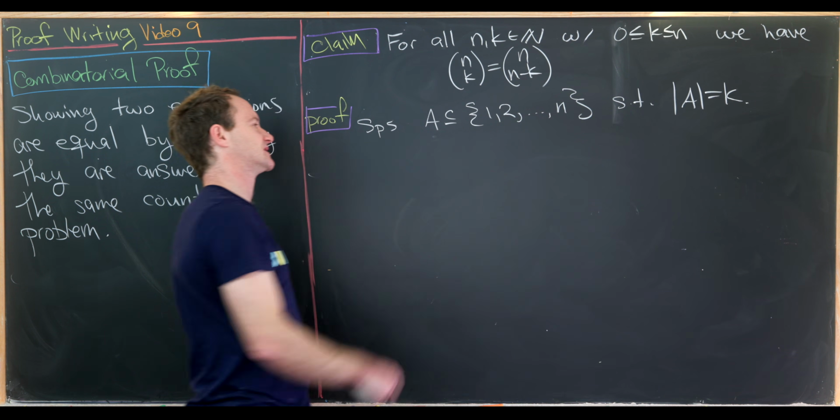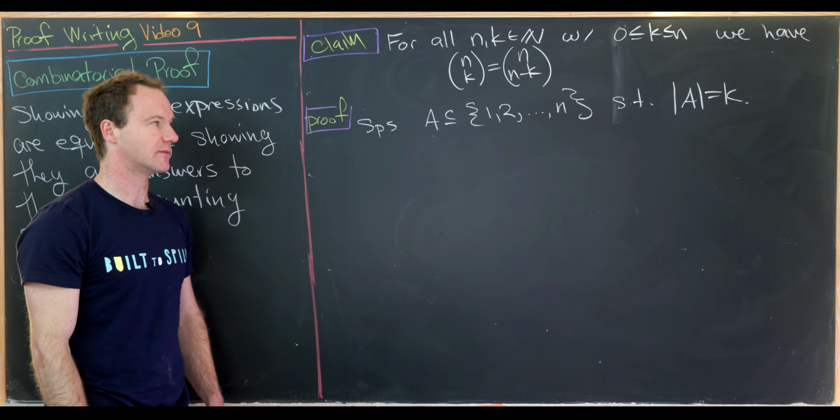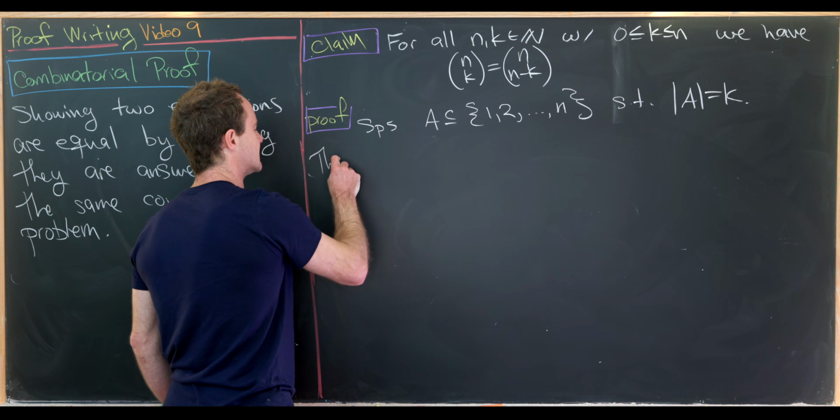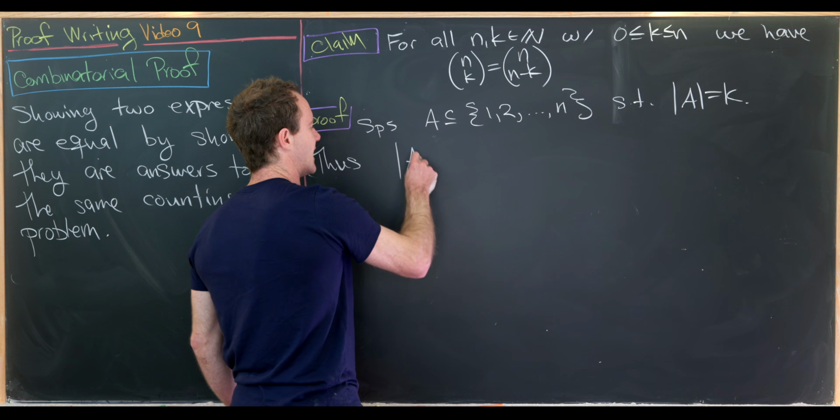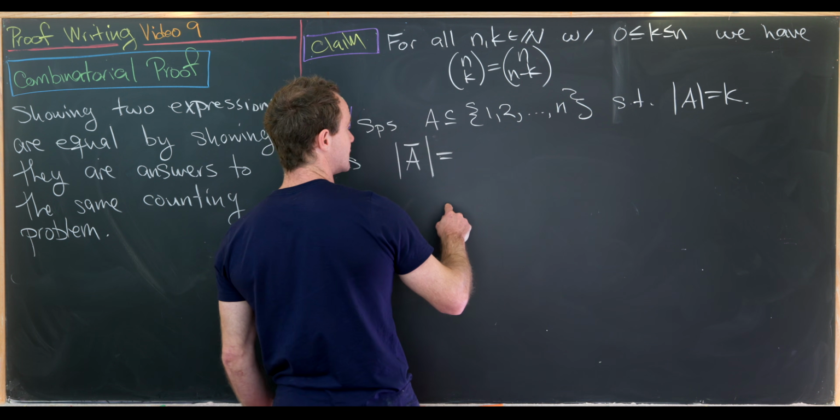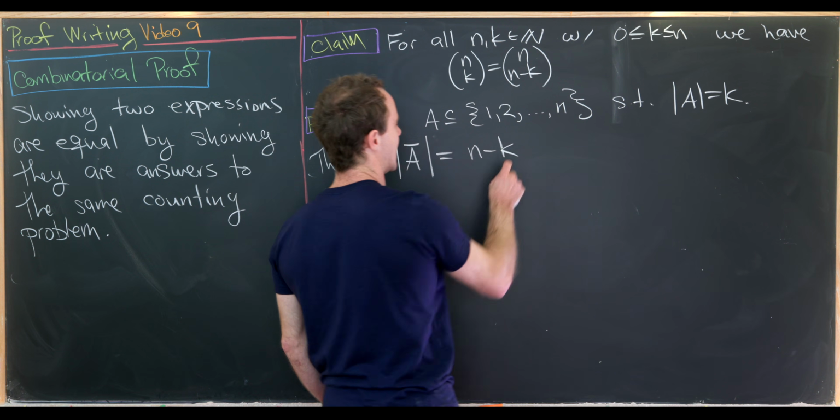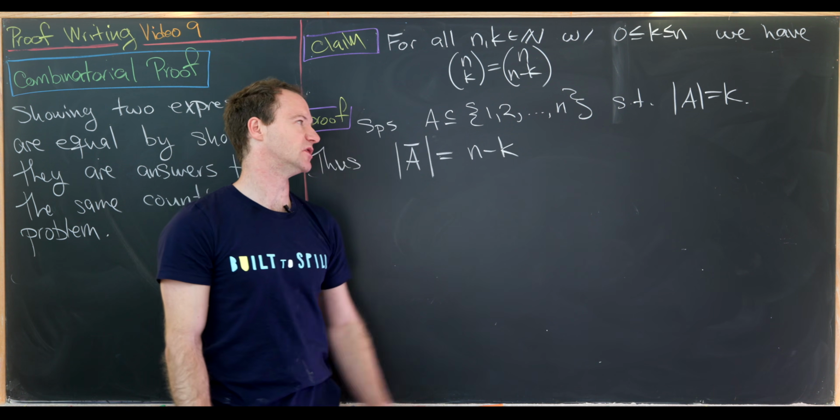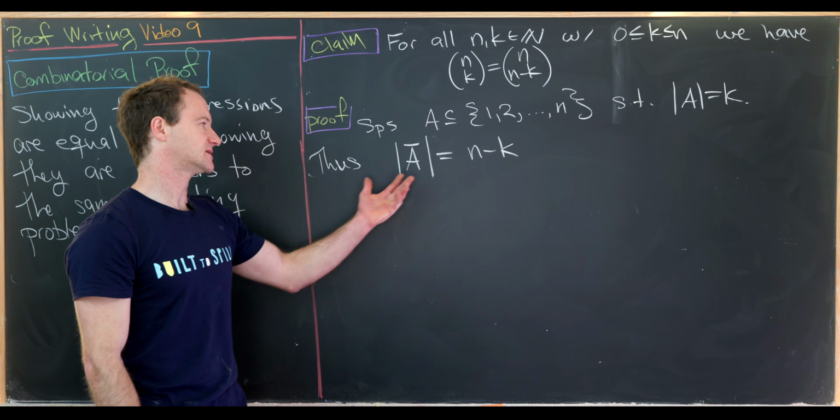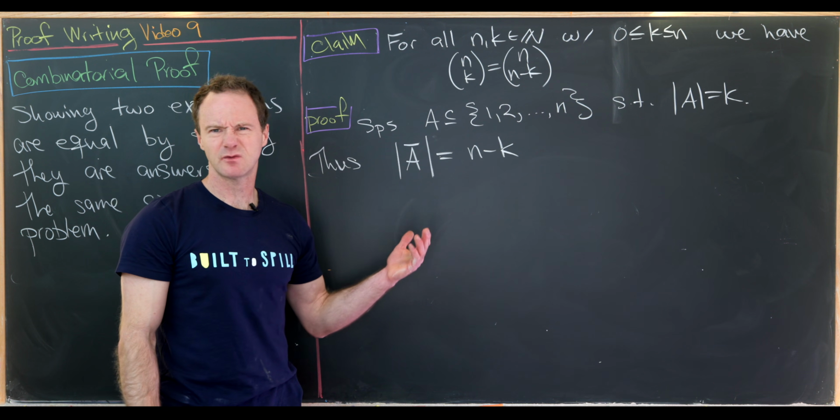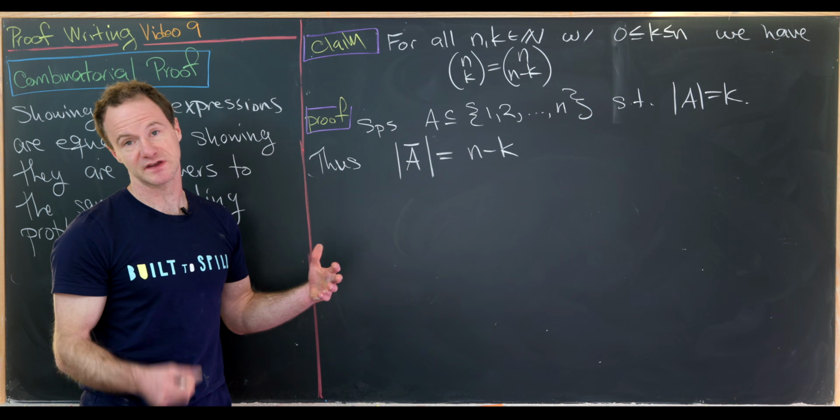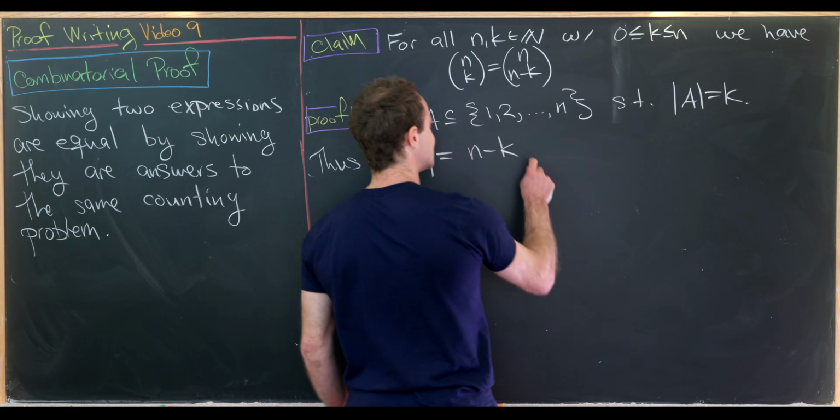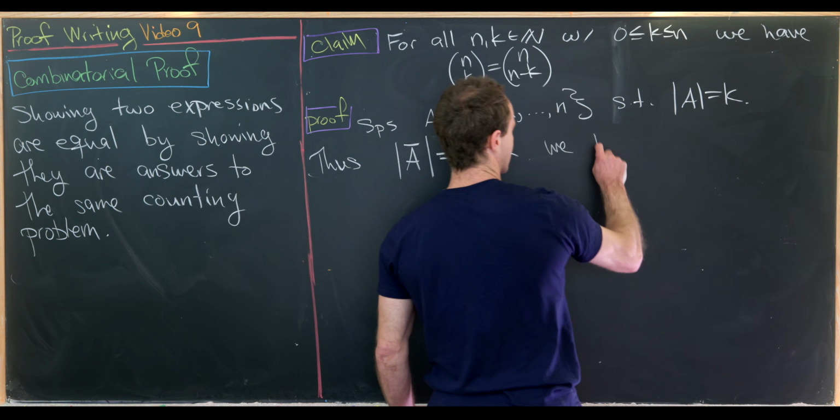Suppose we have A, which is the subset of 1 to n, where the number of elements of A is k. Okay, now let's notice that we have the number of elements of A complement is equal to n minus k, because it's the number of elements of the universal set, which is understood to be 1 to n in this case, minus the number of elements of A. So I think we saw this kind of formula in a previous video. So we have n minus k. So that defines a unique pairing.